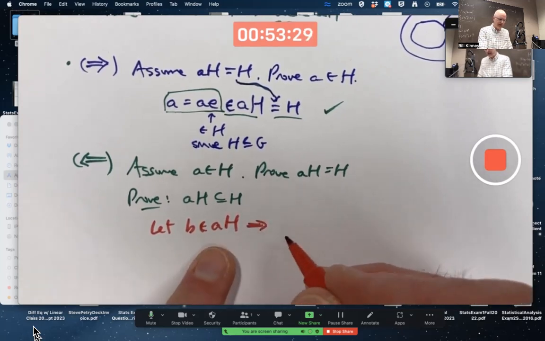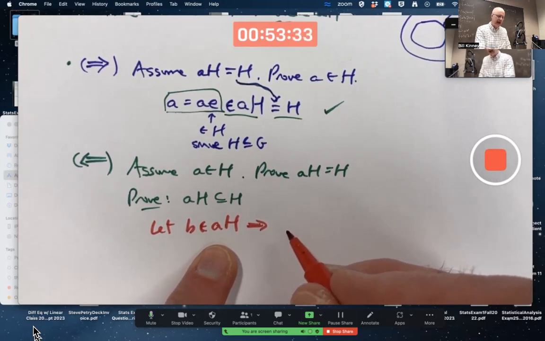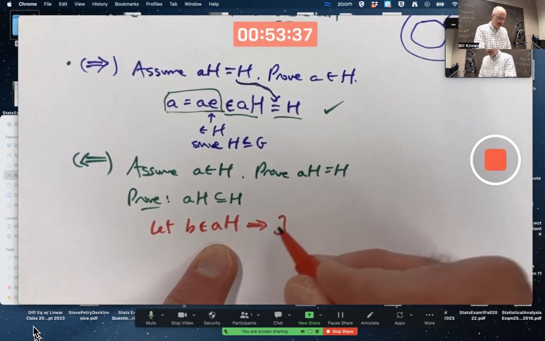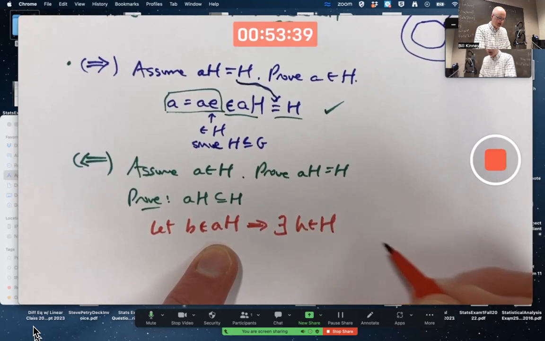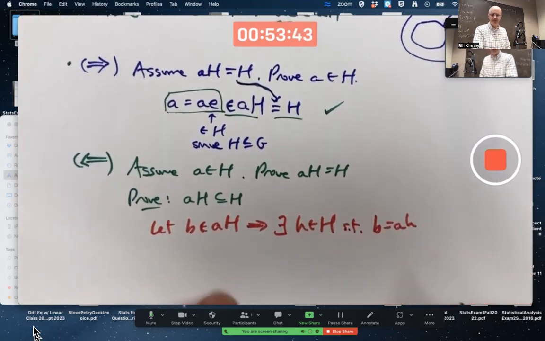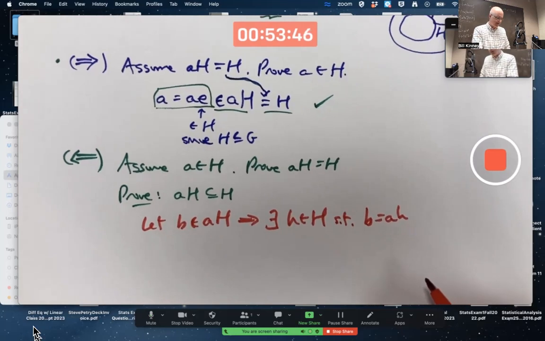Well, if I assume B is in AH, the left coset of H in G containing A, by definition of that left coset, that means there exists an h in capital H such that B equals Ah. Why does that imply B is an H?